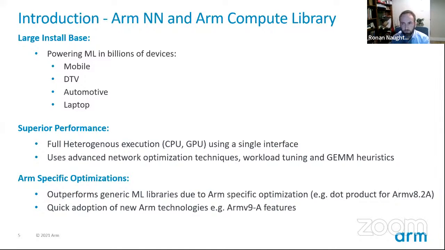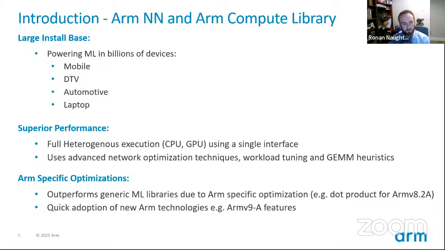And they really have superior performance, right? ArmNN and Compute Library provide full heterogeneous execution on CPU and on GPU through a single interface. And you'll see that in our stack in subsequent slides. And we use advanced network optimization techniques, right, for workload tuning and GEMM heuristics. Anyone who knows ML knows that GEMM is at the core of machine learning performance.